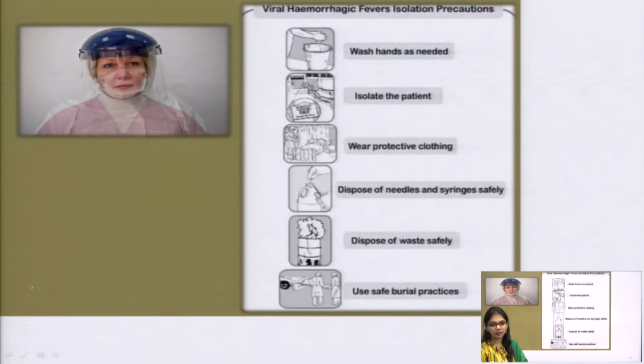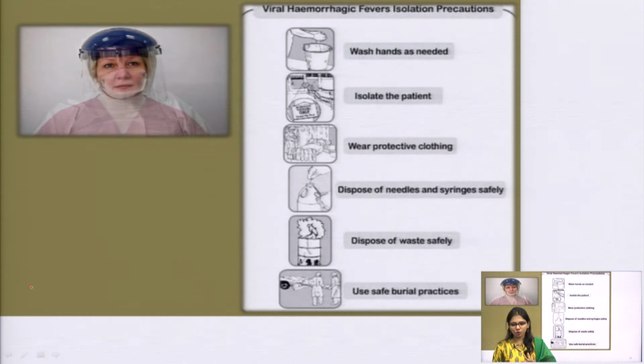Now, here I will discuss the prevention. Wash your hands as needed and isolate the patient. You have to isolate and quarantine the Ebola virus infected patients and wear protective clothing. Use and dispose of needles and syringes safely, which are used in the hospitals, dispose of them in the proper place, and dispose of waste safely.